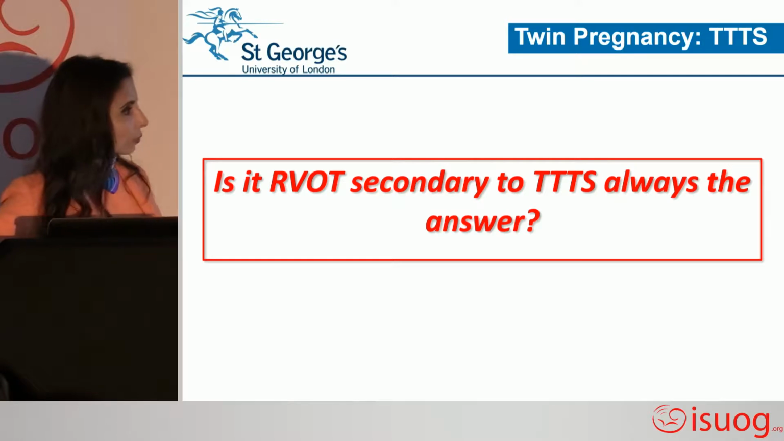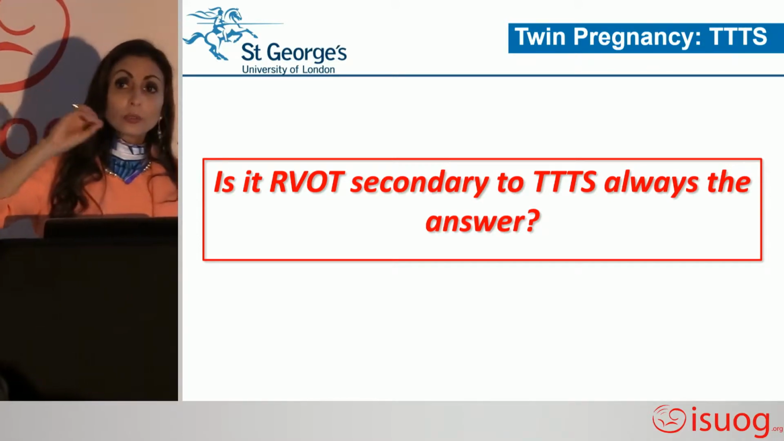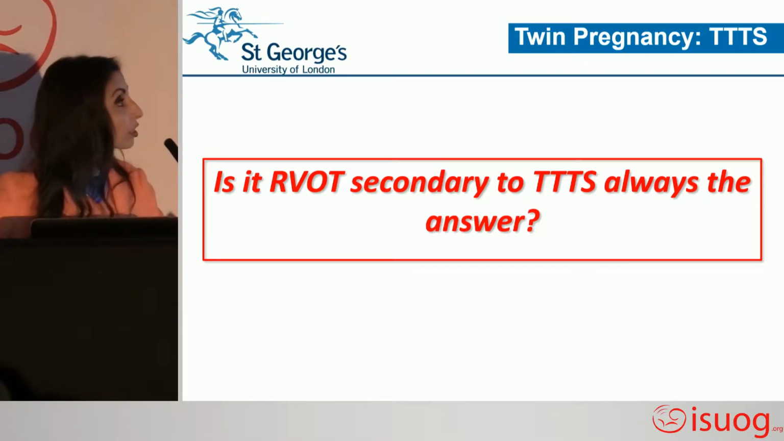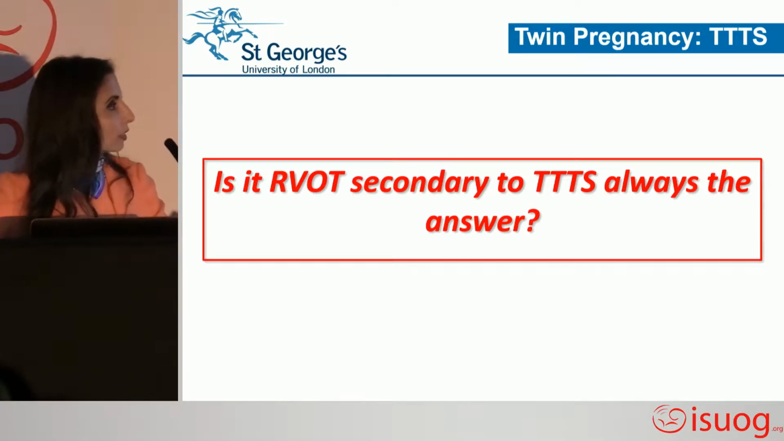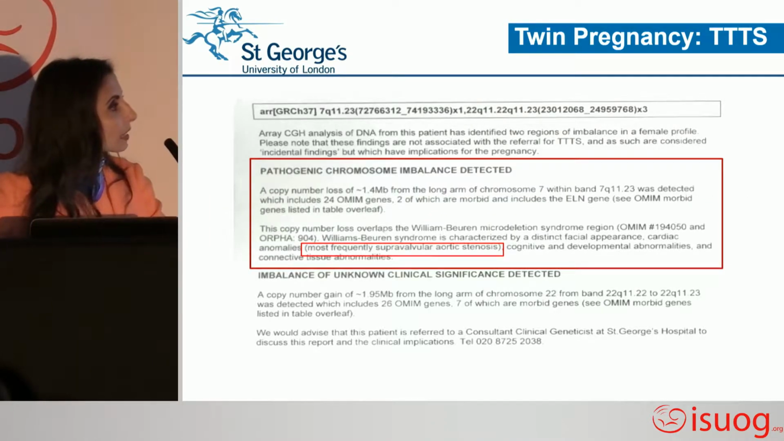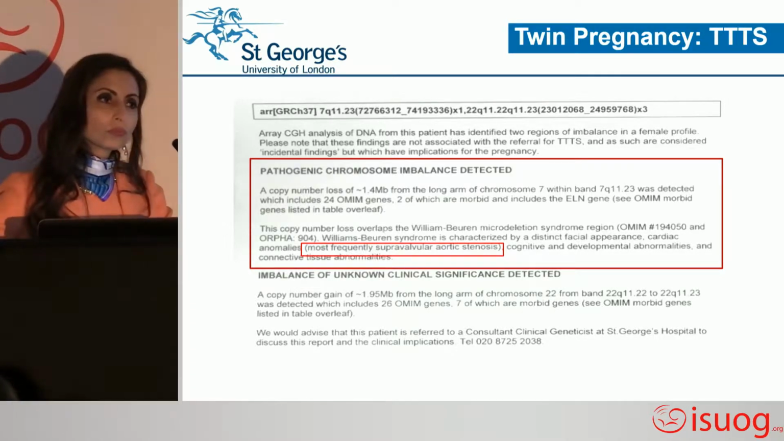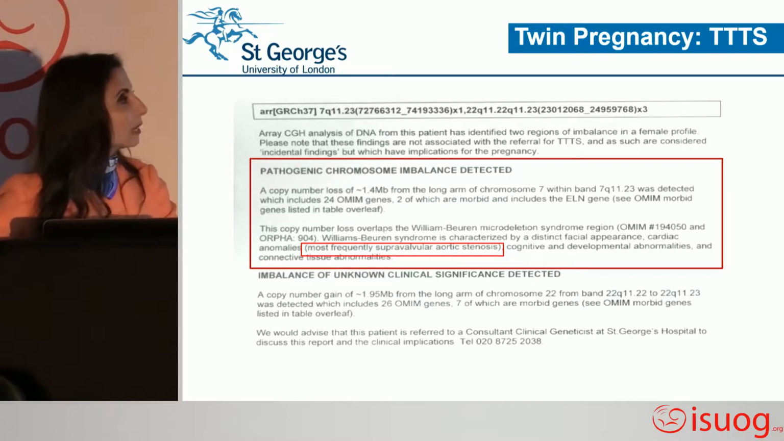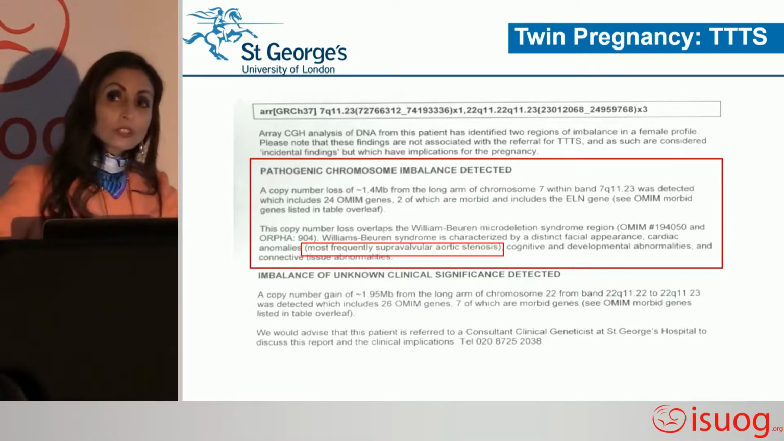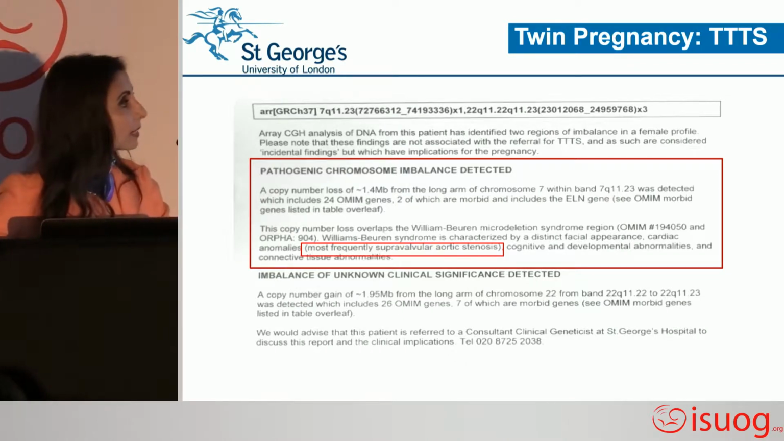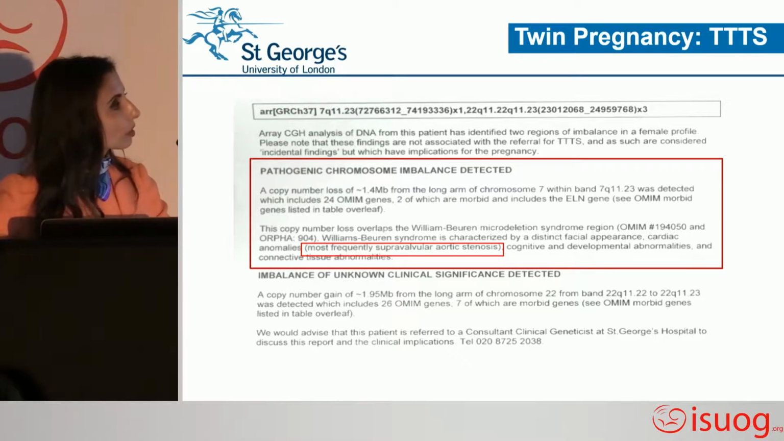So remember, I told you that we tend to send an amniotic fluid sample for chromosome karyotype or array CGH. And the result came back as the baby having Williams syndrome. In fact, Williams syndrome is a genetic problem that's associated with potential risk of mental disability. But interestingly, they tend to have supravalvular aortic stenosis.